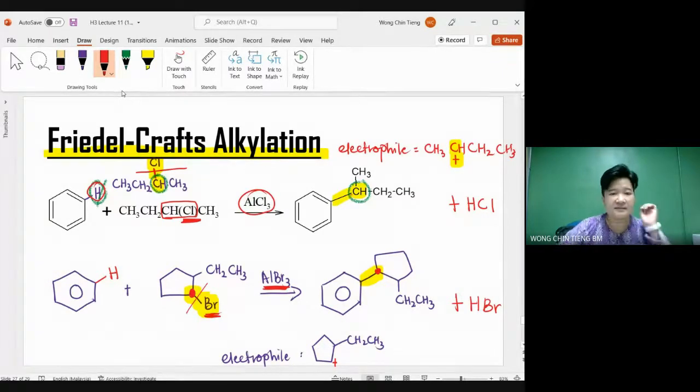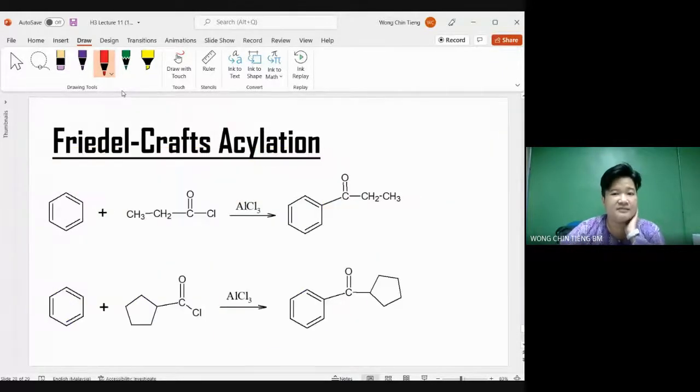Okay? Senang sangat. And last but not least, Friedel-Crafts acylation. Lagi senang gila. Sangat senang. Kenapa? Sebab kita akan guna acyl chloride. Nampak tak acyl chloride? Dan lagi senang sebab apa? Mesti ada acyl chloride. So mesti AlCl3. Catalyst tak ada, tak boleh ya. Catalyst tak ada, reaction tak jadi.